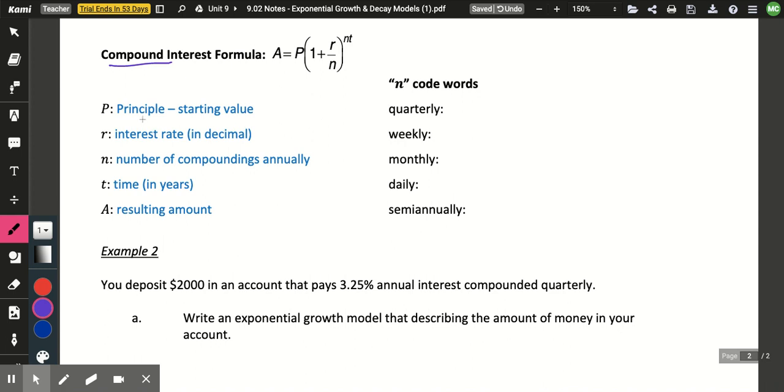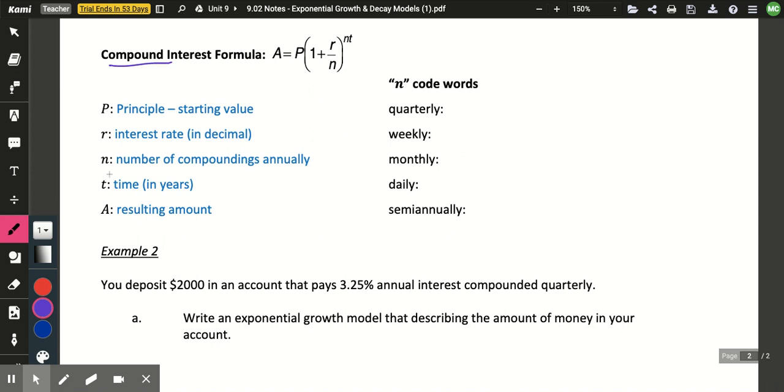So P is principal, which is your starting value. R is the interest rate. Once again, they give it to you as a percentage and you have to change it to decimal. N is the number of times it's compounded annually. T is the time. For this one, it's measured in years always. And A is your resulting amount.